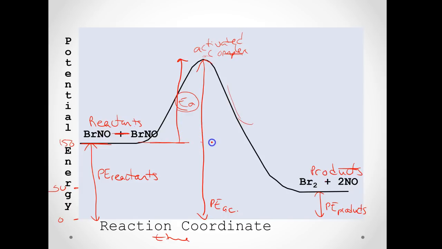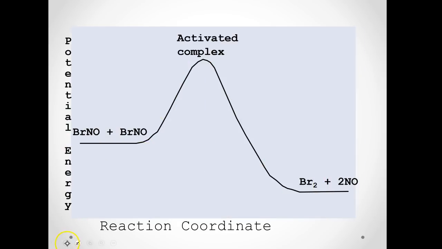Okay? The difference between where the products and the reactants are, so products minus reactants, that is referred to as delta H, and you might remember that from when we were doing heat. So that's kind of a summary of this. This is overall an exothermic reaction because the products have less potential energy than the reactants do.